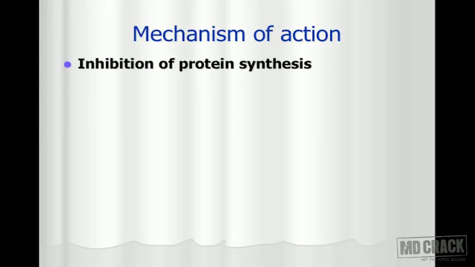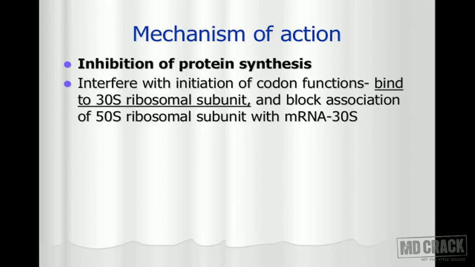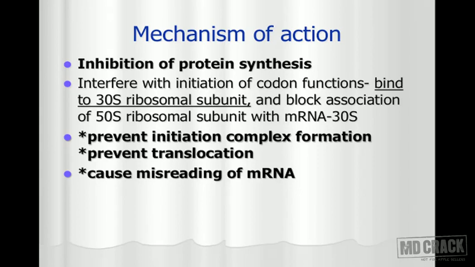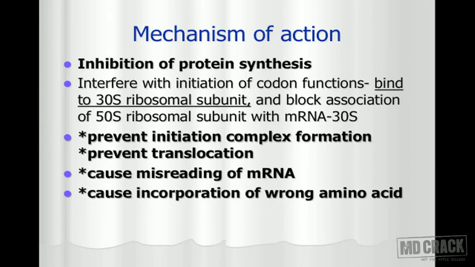We already said they inhibit protein synthesis, they interfere with the initiation codon function, and they bind to the 30S ribosomal subunit. After binding to the 30S ribosomal subunit, they block the association or joining of the 50S ribosomal subunit with the mRNA 30S complex. So it's going to prevent the formation of initiation complexes, prevent translocation, cause misreading of mRNA, and cause incorporation of the wrong amino acid. All this leads to inhibition of protein synthesis, and the major binding site is the 30S ribosomal subunit.